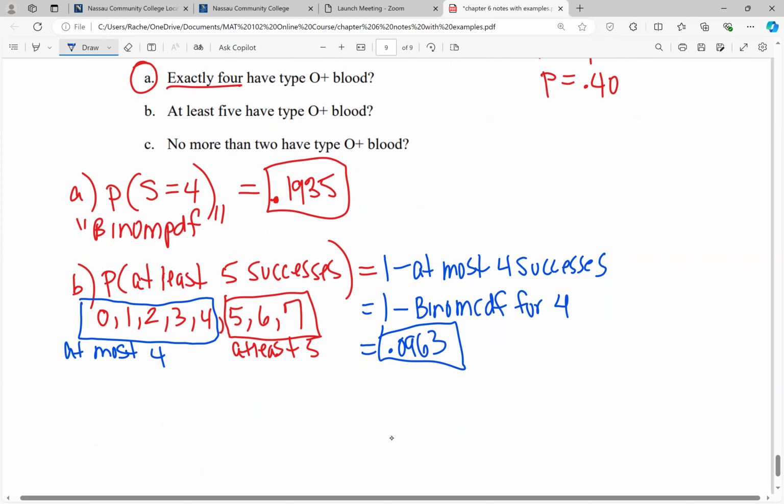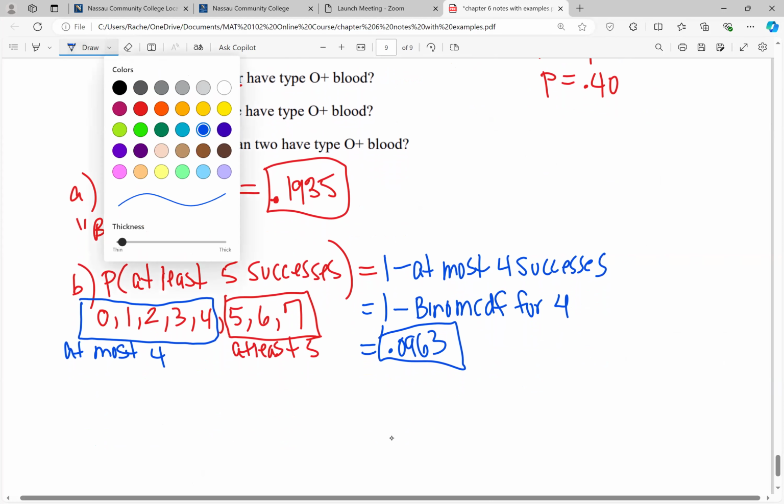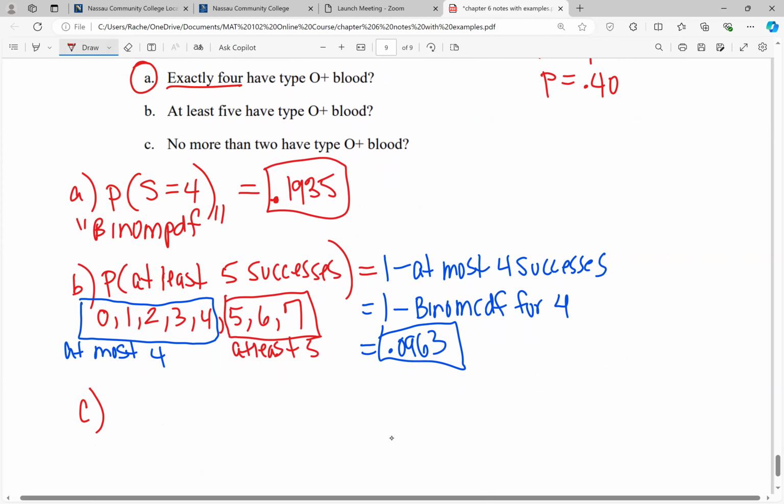And now we have one more part. We have part C, which says no more than 2 have type O positive. So that's the same thing as saying the probability that at most, right? Because at most is no more than 2. And at most, we have a function, right? Binom CDF. So we could use binom CDF for this one. So we want at most 2, the probability of at most 2 having a type O positive blood type.